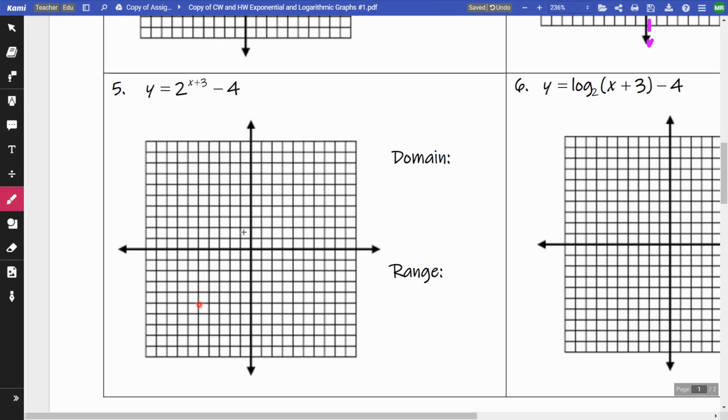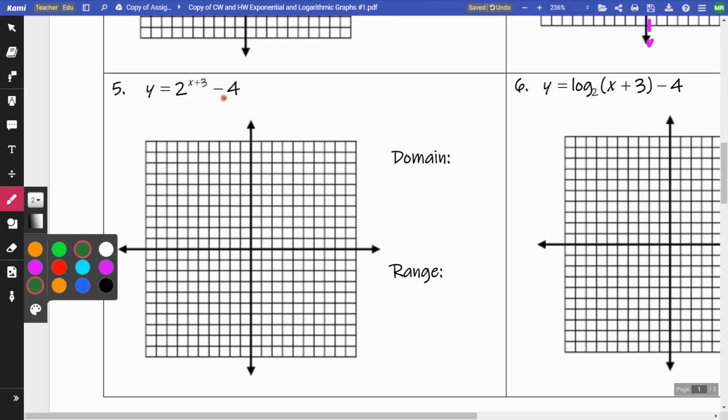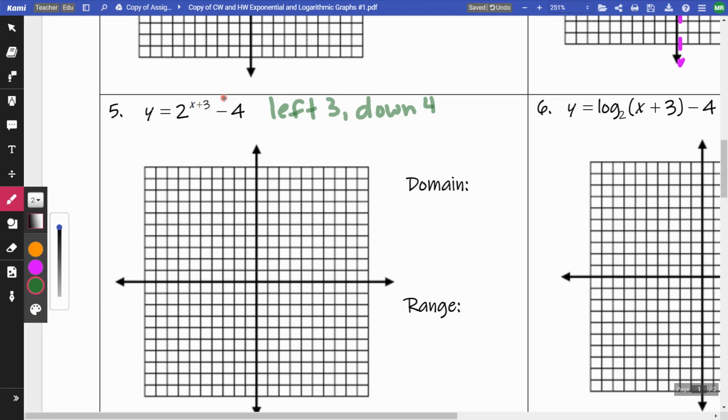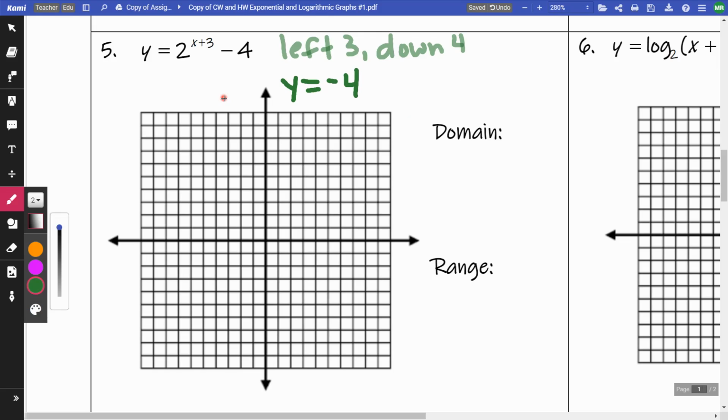So on this one, this graph's going to be moved to the left 3 and down 4. Okay, left 3, down 4. And what we're looking at is that -4. That tells me my horizontal asymptote is going to be at y equals -4. So let me draw that in. y equals -4.